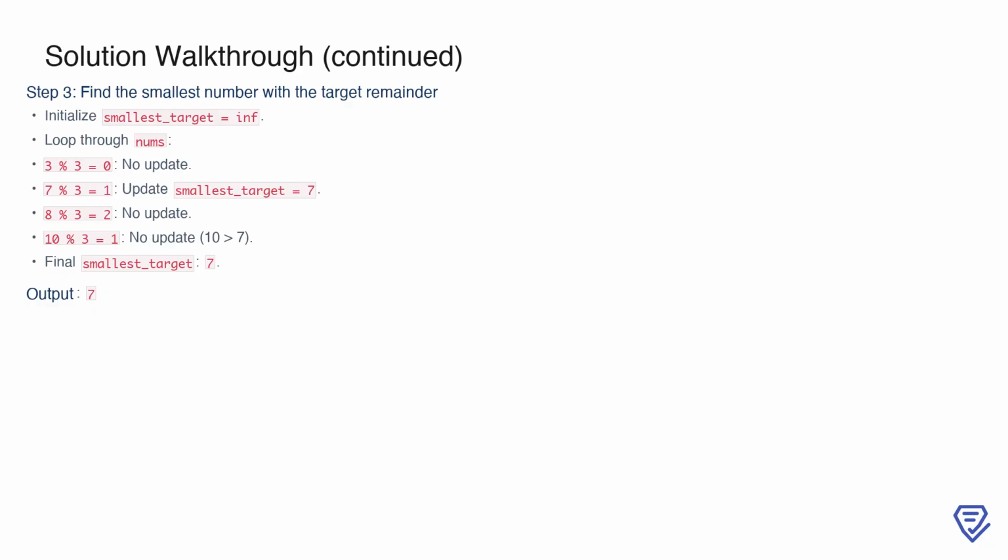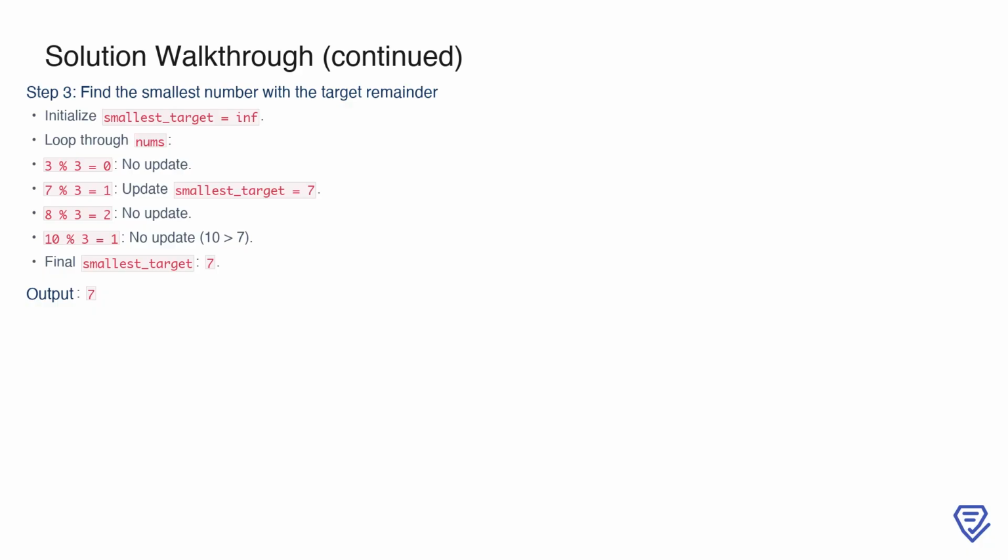Now, with the best_remainder identified as 1, we need to find the smallest number in the array that produces this remainder when divided by space. We initialize smallest_target as infinity and loop through the numbers again. For 3, the remainder is 0, so no update is made. For 7, the remainder is 1, which matches best_remainder, so we update smallest_target to 7.